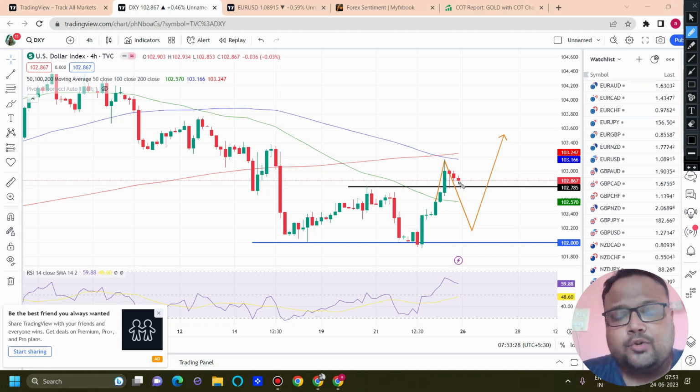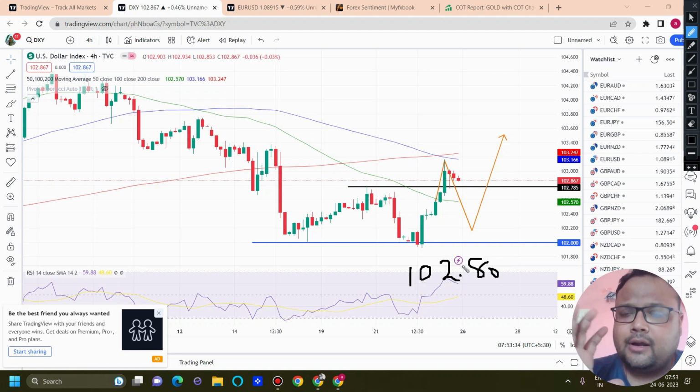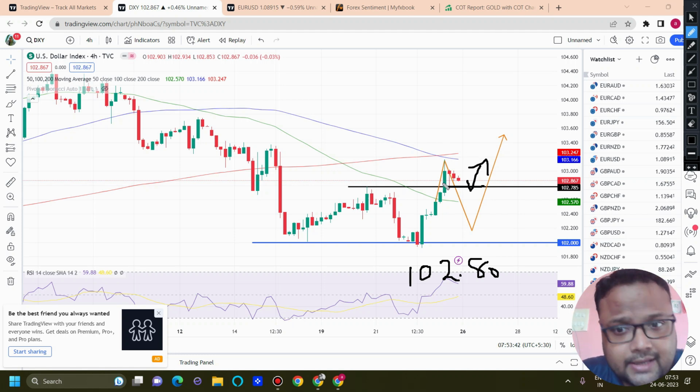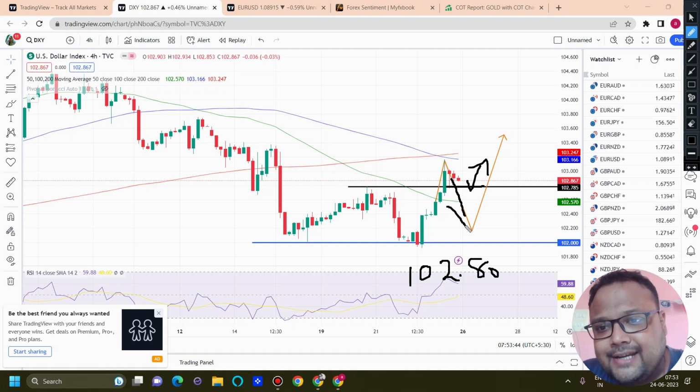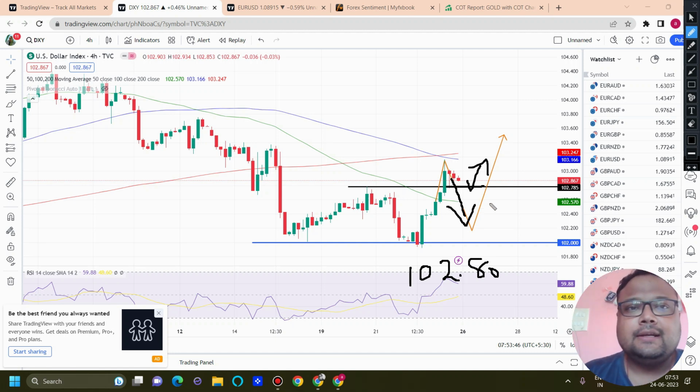DXY closed at 102.86. We have immediate support on DXY around 102.80. Right after the market opening, if DXY takes support around this level and bounces, then obviously it will try to continue the upside. But in case DXY comes inside the range again, do not think that things have changed, okay, and DXY will be going down again. No, don't make the mistake.